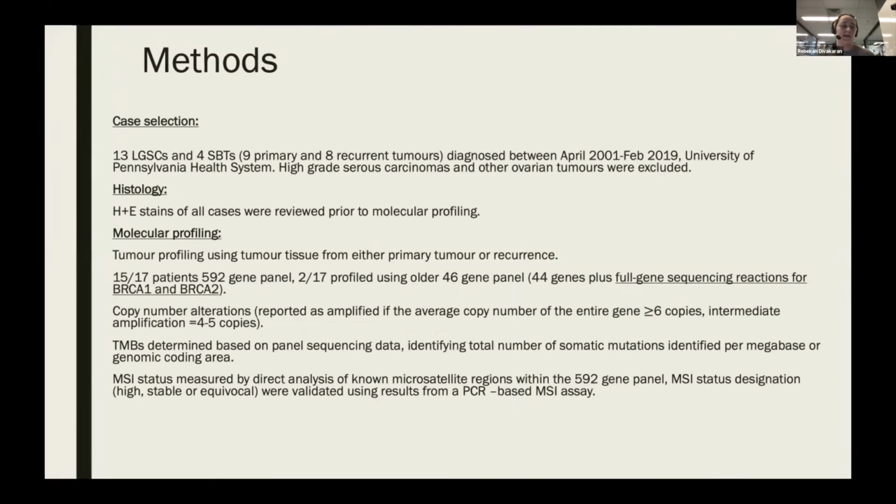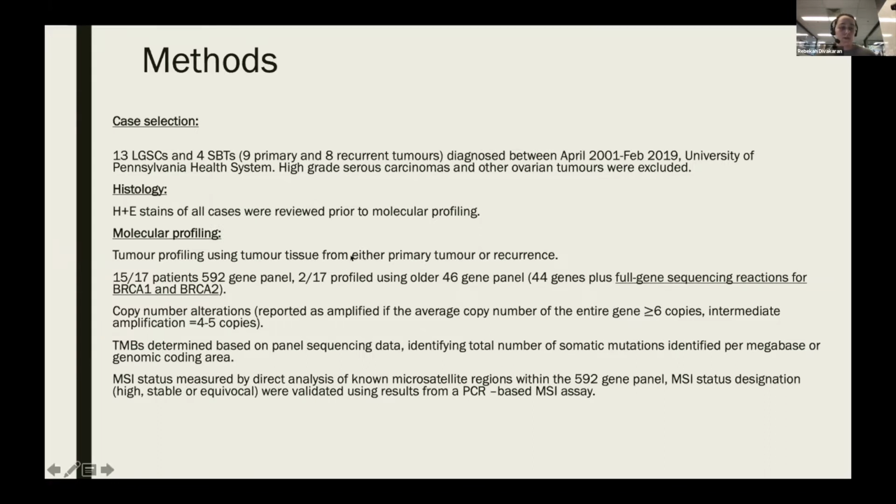So in terms of the case selection, there were 13 low-grade serous carcinomas and 4 serous borderline tumours. Of these, 9 were primary and 8 were recurrent tumours, and these were diagnosed between April 2001 and February 2019 in the University of Pennsylvania Health System. And they excluded high-grade serous carcinomas and other ovarian tumours.